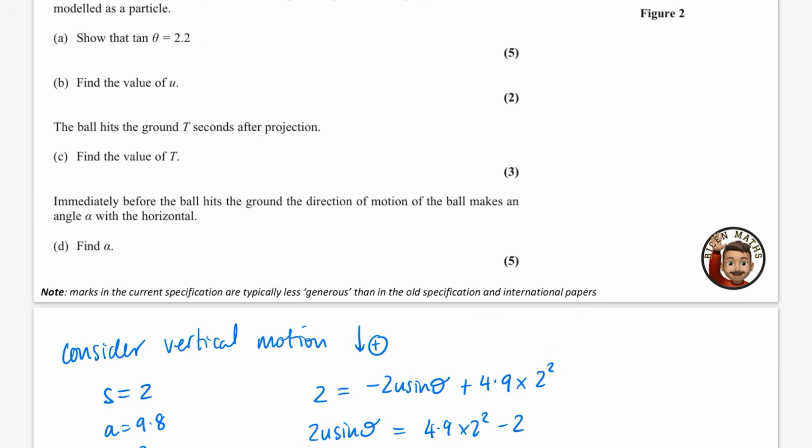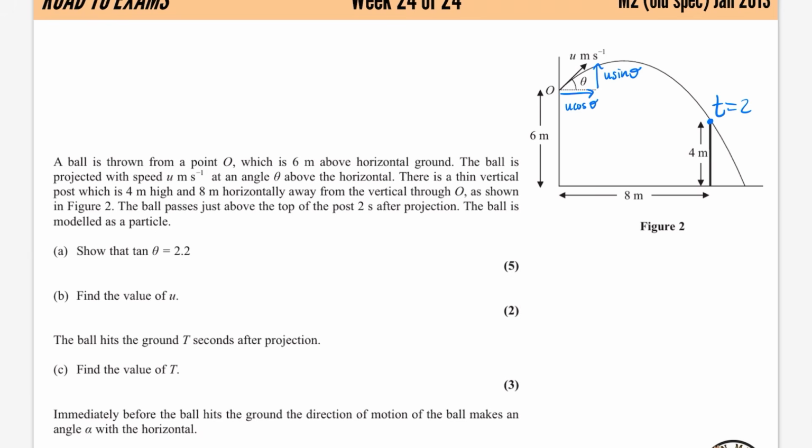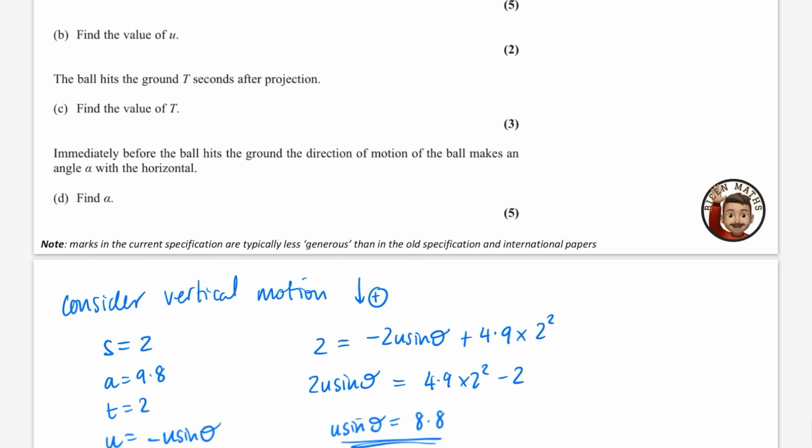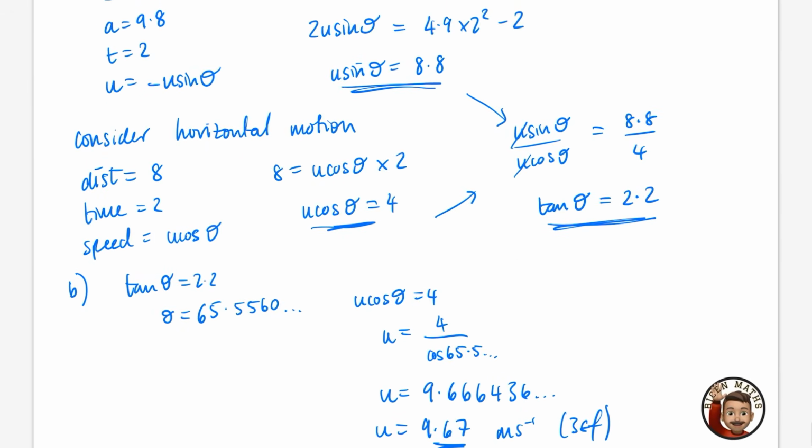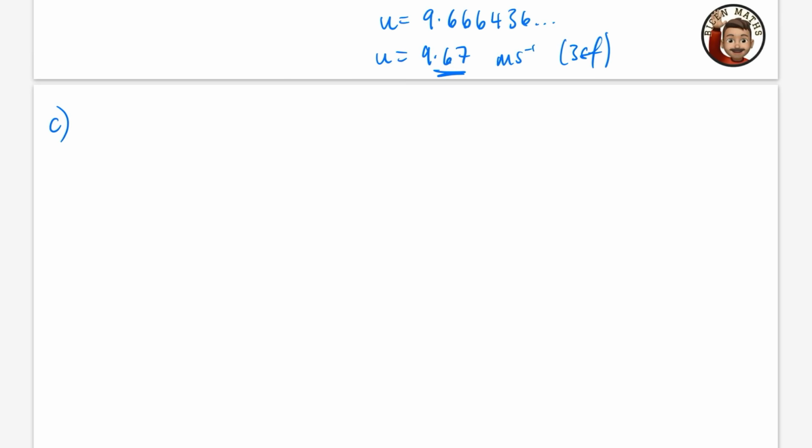It then says that the ball hits the ground t seconds after projection and find the value of t. So when we're talking about hitting the ground, I can't use the horizontal motion for this because I don't know what that distance is. I don't know this last part that we've got here. But I do know that in the vertical part, it's going from here to the ground. So the displacement is going to be 6 in the downwards. So we can just do another bit of Suvat for this question. So for part C, I'm going to consider the vertical motion.